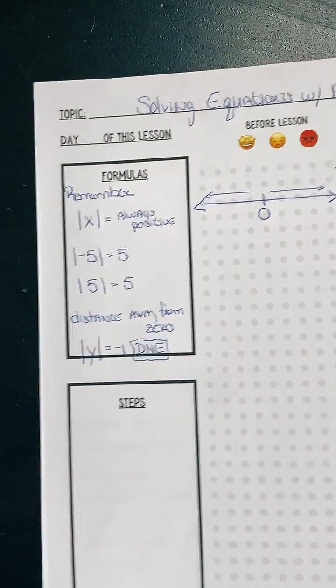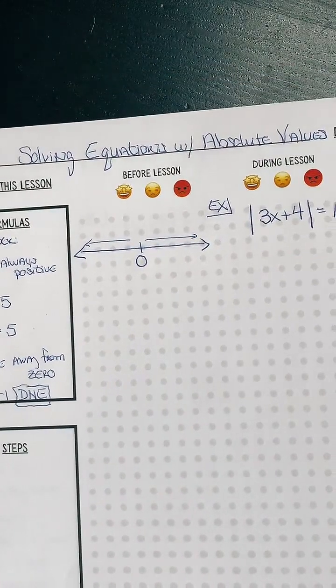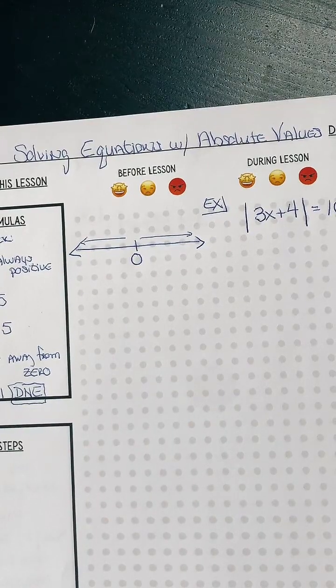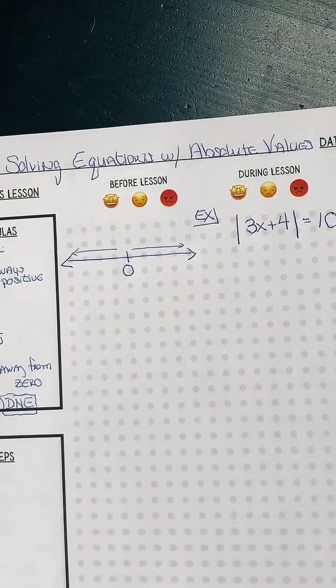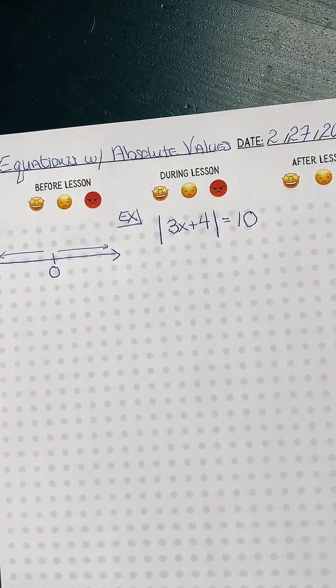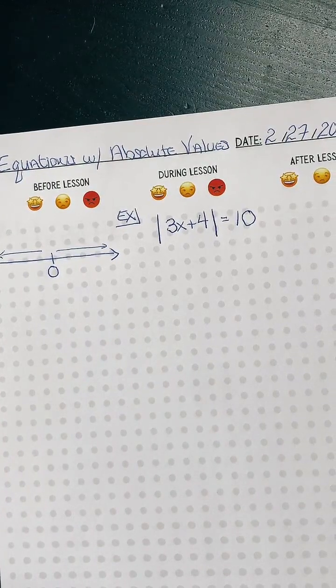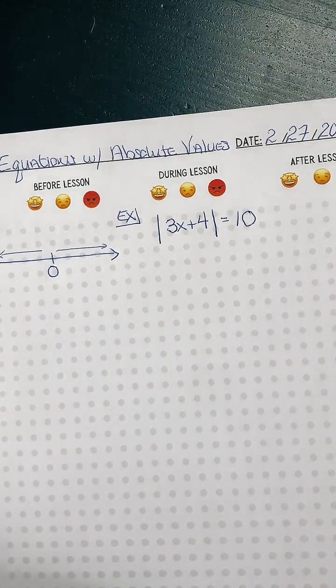Is this GED? This is GED, ACCUPLACER, general algebra, algebra 1, basically. You're going to see it all. So if that sounds like you, you're in the right spot. All right, hi Baron. Thank you so much for the roses.